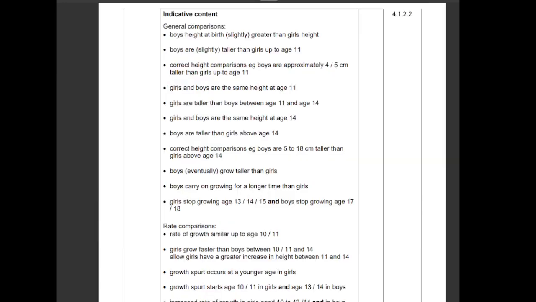So here, general comparison: boys' height at birth is greater than girls' height. Boys are slightly taller than girls up to age 11. The correct height comparison, for example: boys are approximately 4 to 5 centimeters taller than girls up to age 4. Girls and boys are the same height at age 11. Girls are taller than boys between 11 and 14. Girls and boys are the same height at age 14. So I'm not going to go through all of it. I think we've covered most of these points. If you want to read through, just pause the video and have a look through the points.